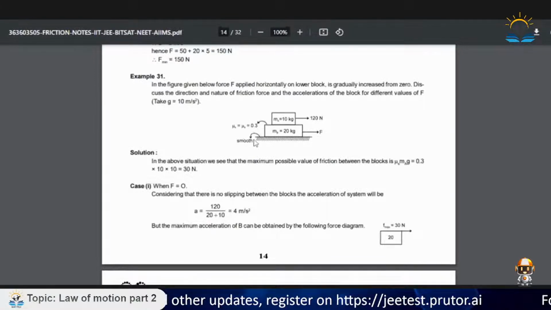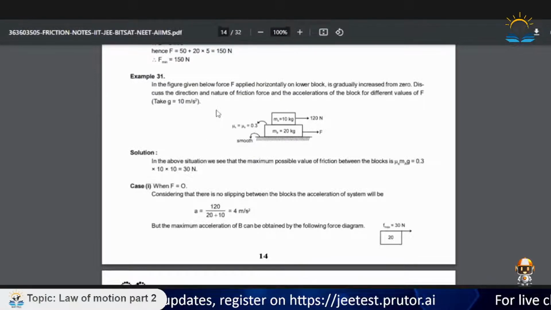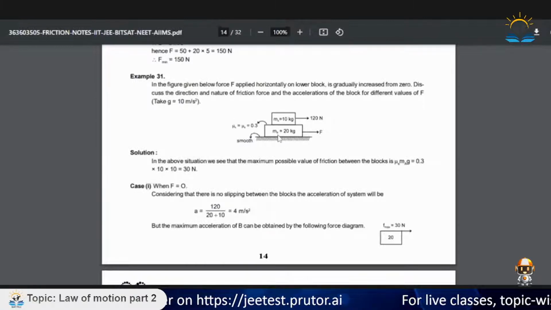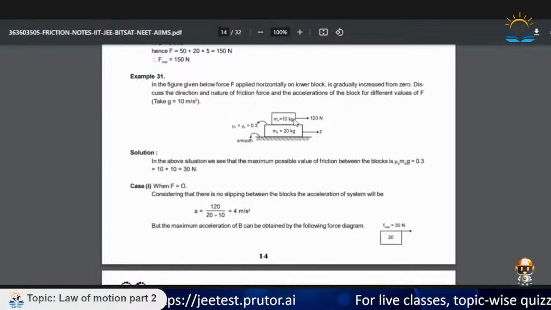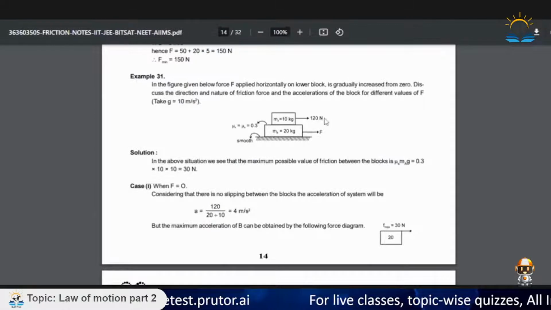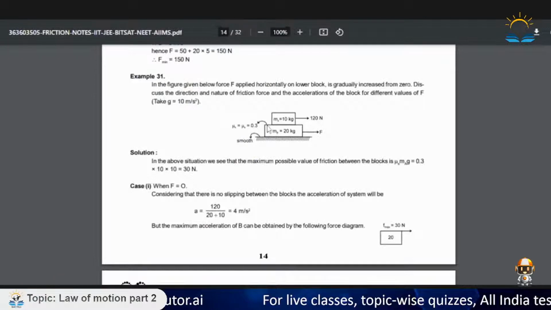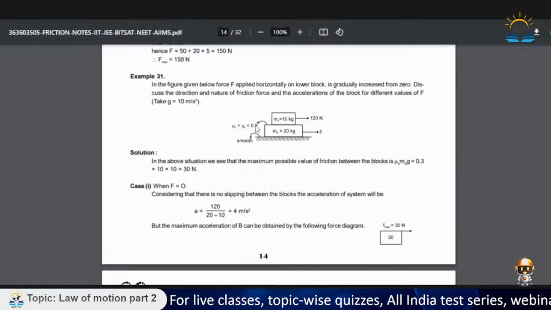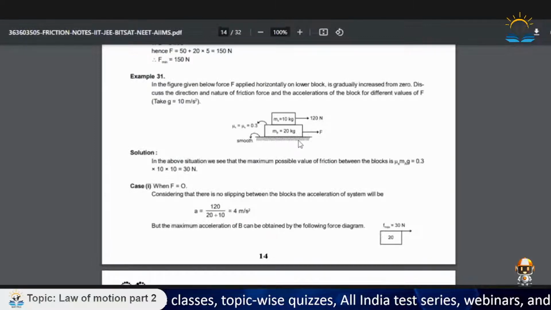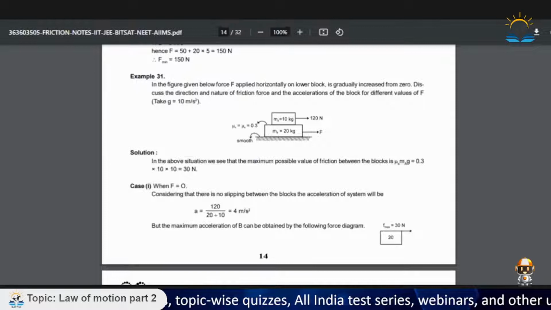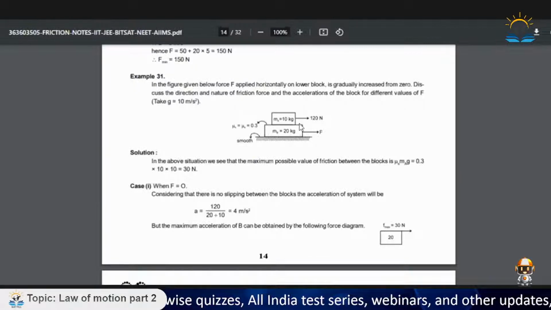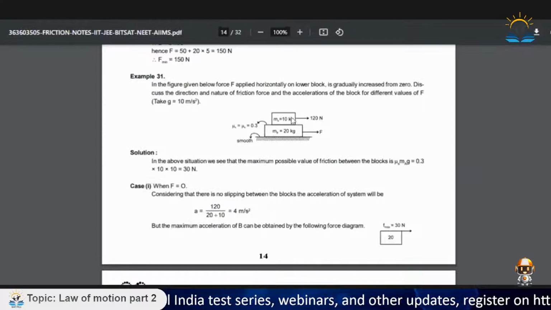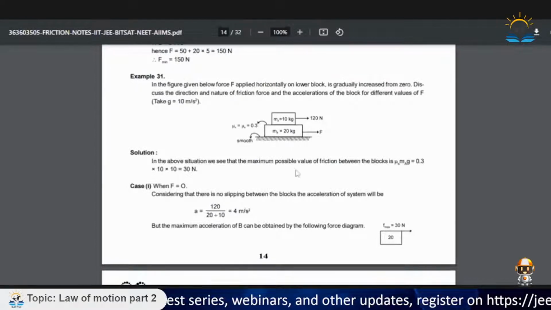Now let us see. There is this smooth ground, and here the mass of block B is 20 kg and the mass of block A is 10 kg. A force of 120 Newton is applied on it, and the coefficient of friction here is 0.3. Now, gradually a force is applied on B. So let us first assume when the force is 0.